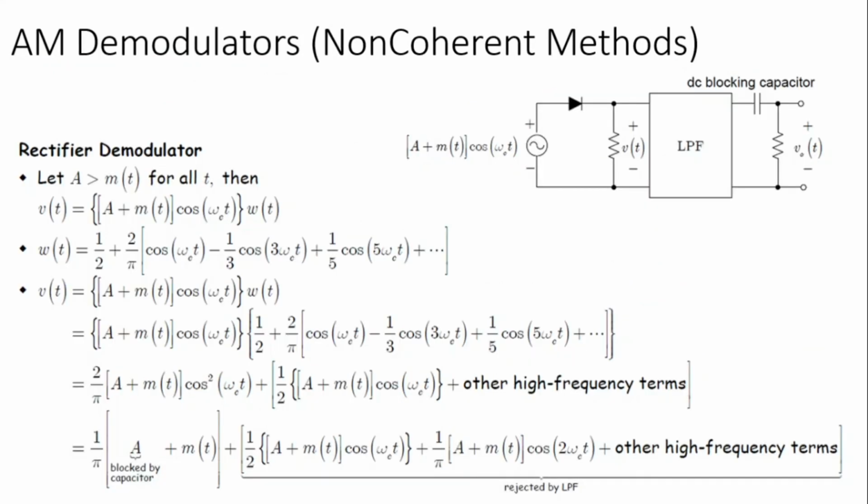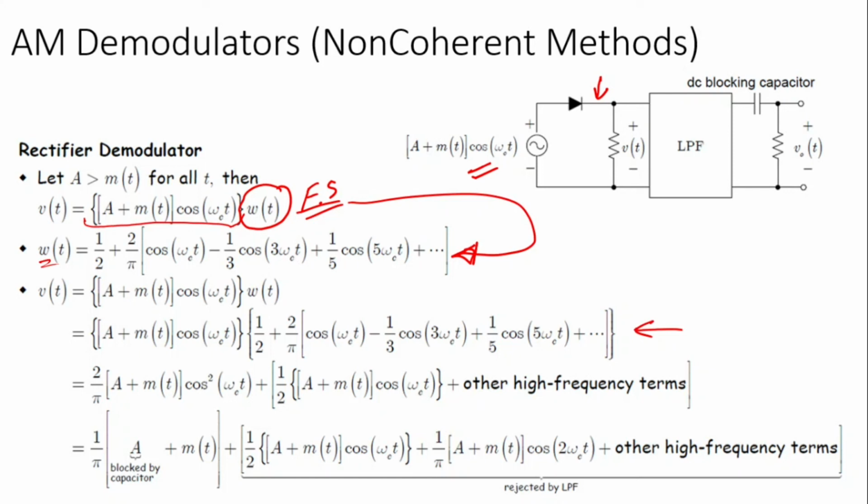So this is the mathematical model of the same rectified detector, and again this signal is being multiplied with the diode waveform, and that is W of t, which is again a Fourier series, and that Fourier series, trigonometric Fourier series, is represented over here. So multiplying W of t with AM signal, we have this equality over here, and then we extract out the cos square term, and we leave the remaining terms over here.